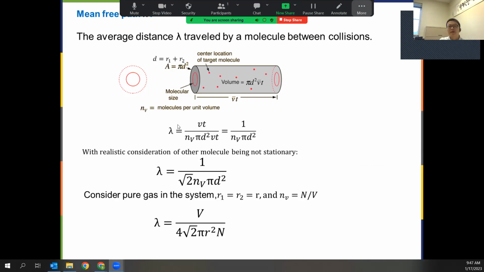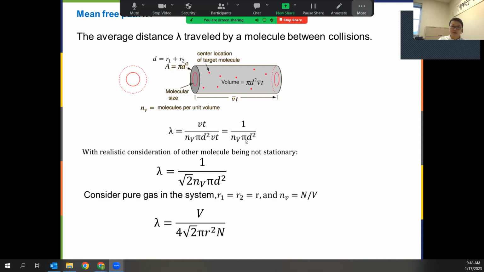So lambda will be equal to the total distance traveled divided by the total number of molecules enclosed by this volume. The total number of molecules is the molecules per unit volume times the total volume. The total volume is pi d squared times Vt for this cylinder: cross-sectional area times Vt. So Vt and Vt cancel, and lambda is equal to 1 divided by n sub v times pi d squared.